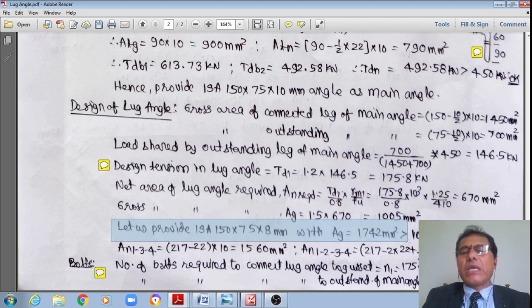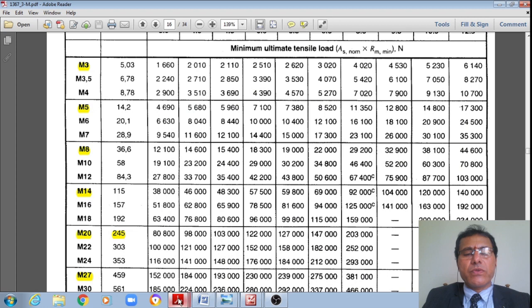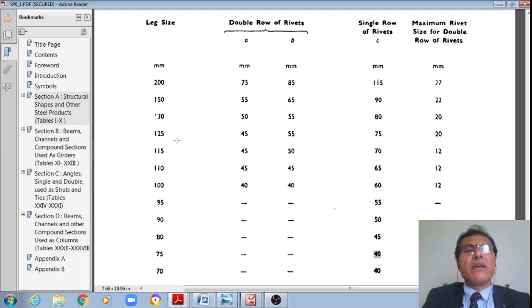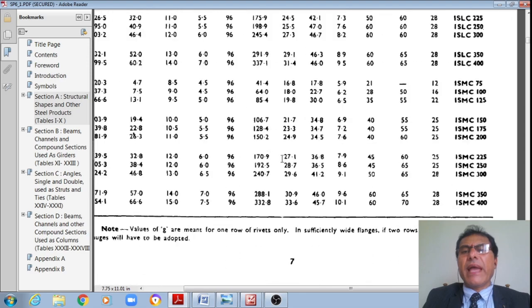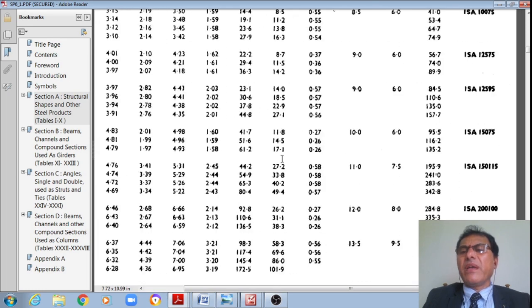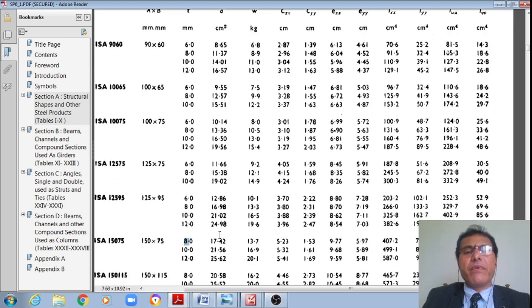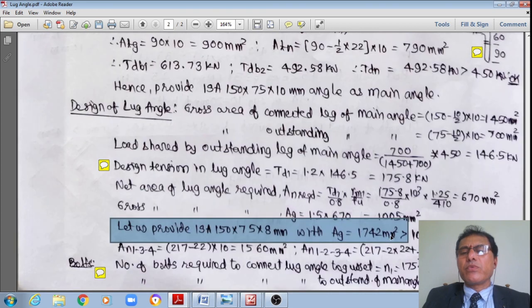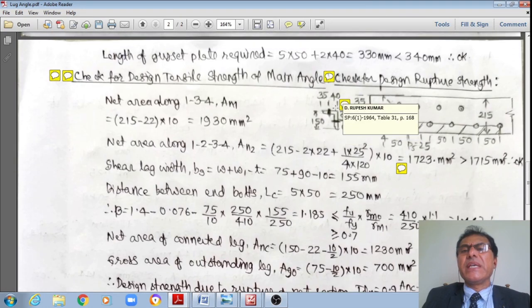In SP 16, I already showed, for unequal angles, ISA 150 by 75 by 8 mm, the gross area is equal to 1742 mm square. 1742 mm square is the gross area. However, I require 1005 mm square only. Therefore, it is okay.